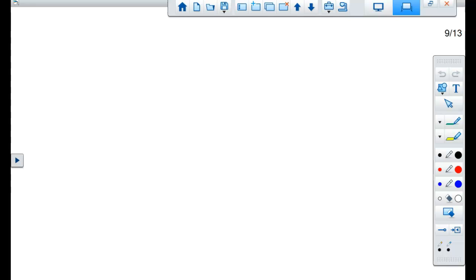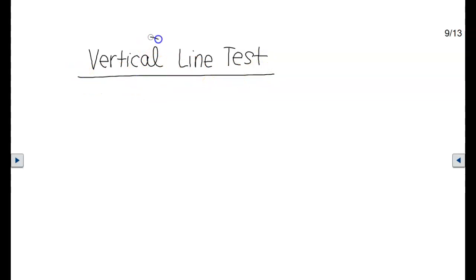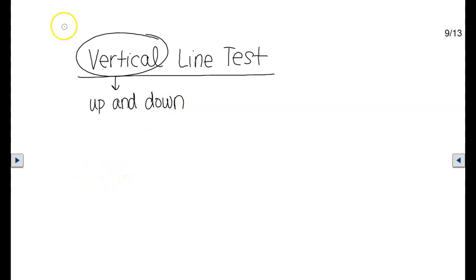All right, so the second thing we're going to look at is something called the vertical line test. You all know what a line is. I want to remind you here that a vertical line is a type of line that goes up and down. Up and down. So when I talk about a vertical line, right there's the kind of line that I'm referring to.